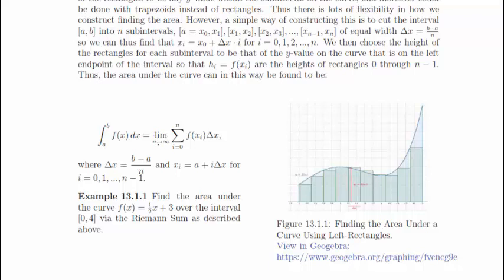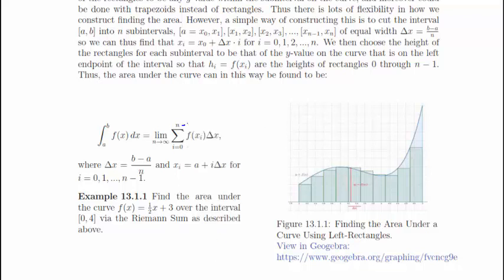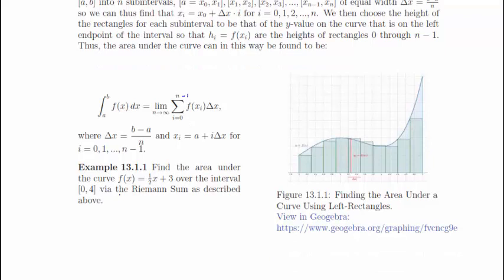This equals the limit as n goes to infinity of the sum of i equals 0 to n of f of x sub i times delta x. And I totally have a typo. I just said it, and this needs to be n minus 1 if we're doing left endpoints. Taking notes for mistakes to fix for you guys. Where delta x equals b minus a over n, and x sub i equals a plus i times delta x for i equals 0, comma 1, all the way to n minus 1.